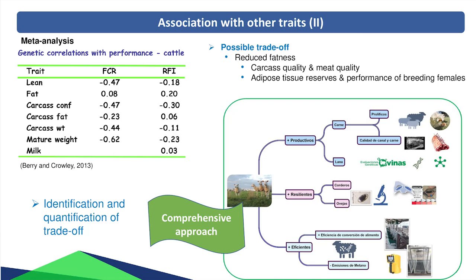I mentioned production here, but it's also all the resilience traits that have been included. And this is just a table to practice some Spanish. That means production, lamb meat, prolificity, quality of carcass and meat, wool, resilience, both in lambs and ewes, because we're going to see an example of the effect of infection with an internal parasite in sheep today in the afternoon, and efficiency. Efficiency means feed conversion efficiency or residual feed intake. That is actually what we are measuring, but it's also methane emissions.